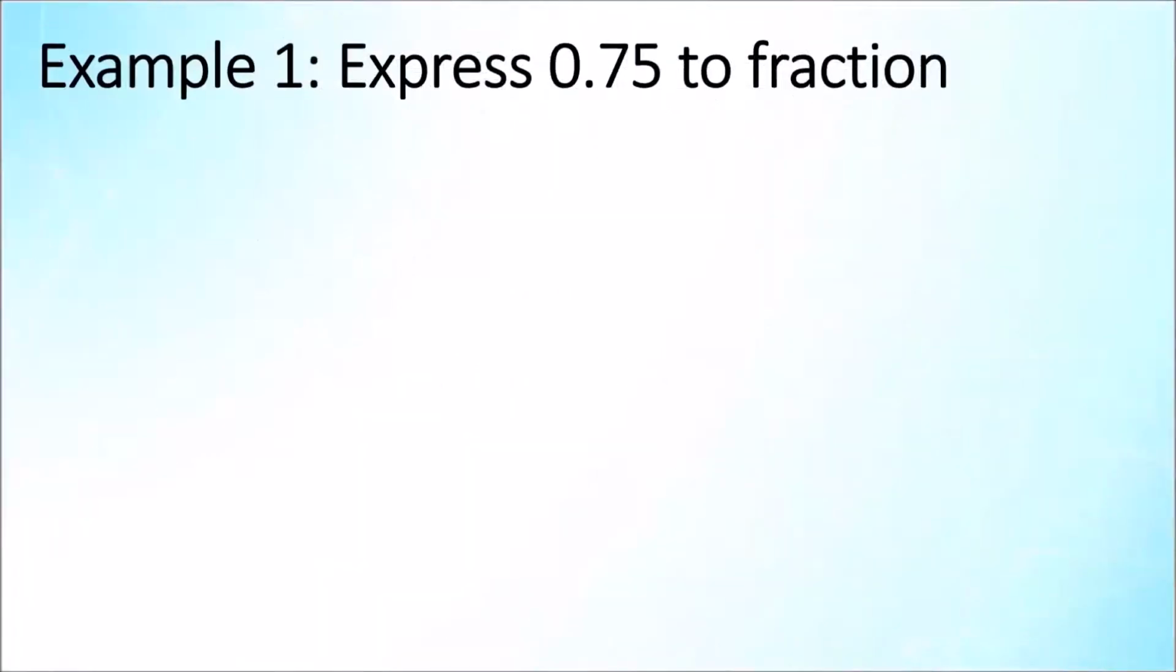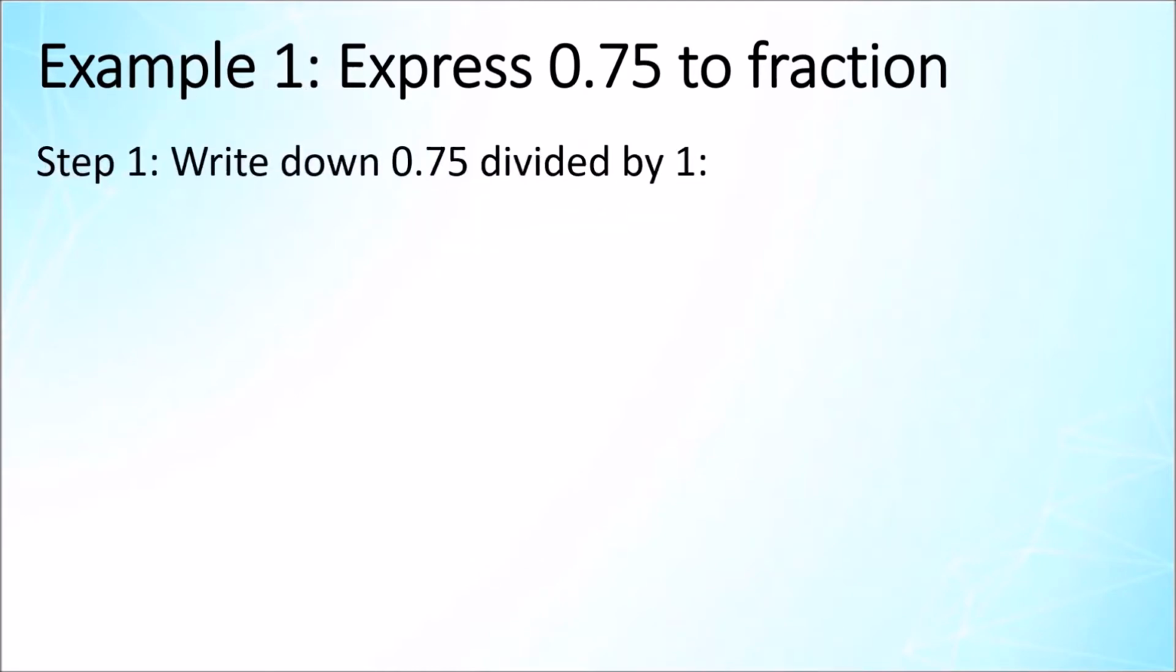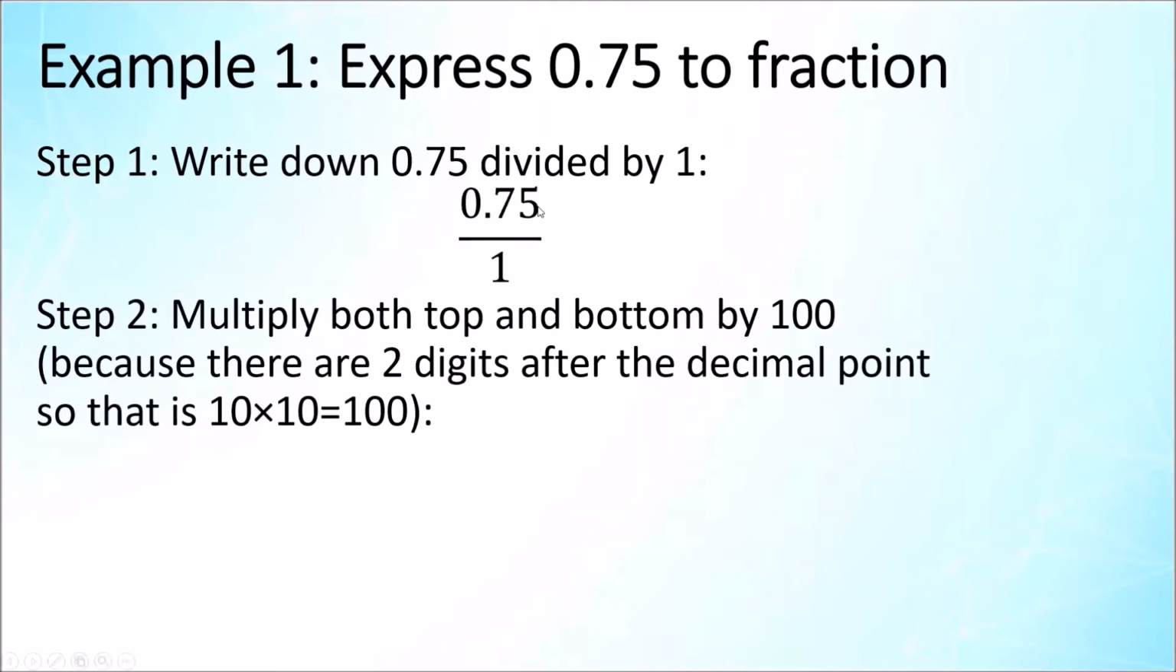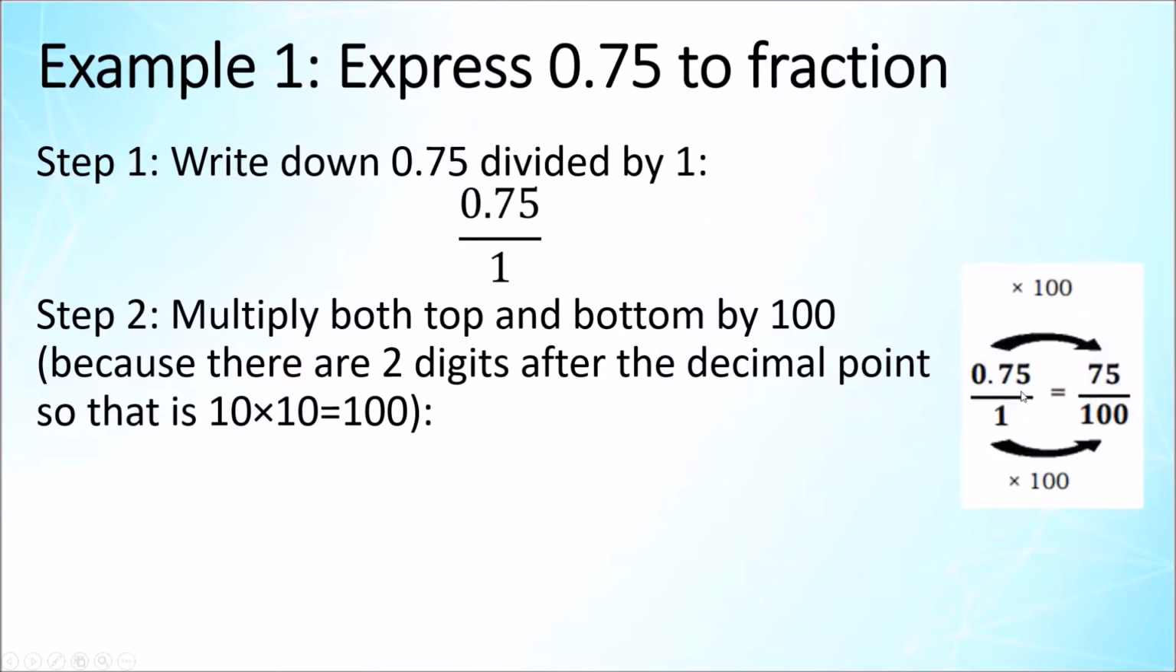Example number 1, express 0.75 to fraction. So write down 0.75 divided by 1. Step number 2, dahil yan ay 2 decimal places, 2 zeros, so we multiply both numerator and denominator by 100. So we have 0.75 times 100 is 75, and 1 times 100 is equal to 100.